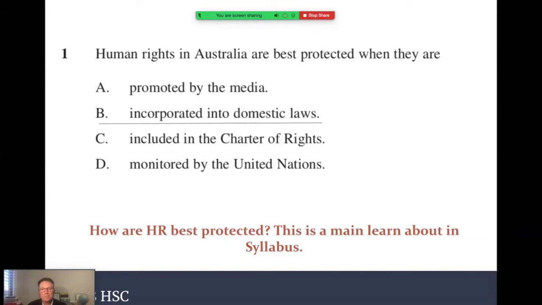So as much as the other answers A, C, and D help to protect human rights, the best way to protect human rights in Australia is by having Australian domestic laws. So the answer here is B. The word best is a very important word in this question. Every word means something.